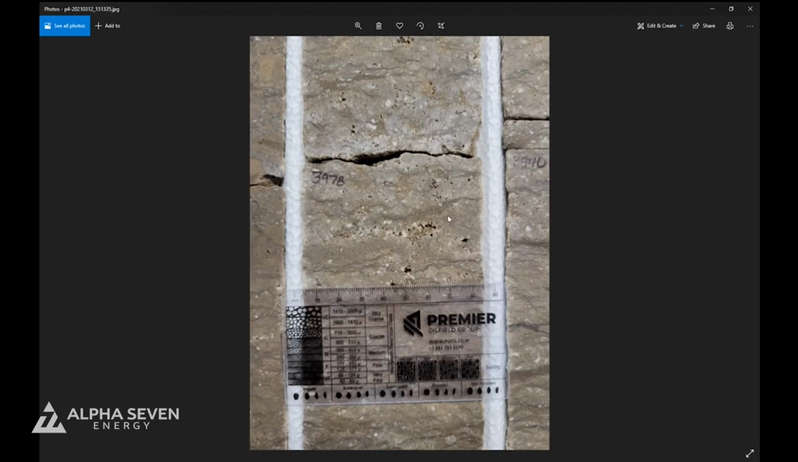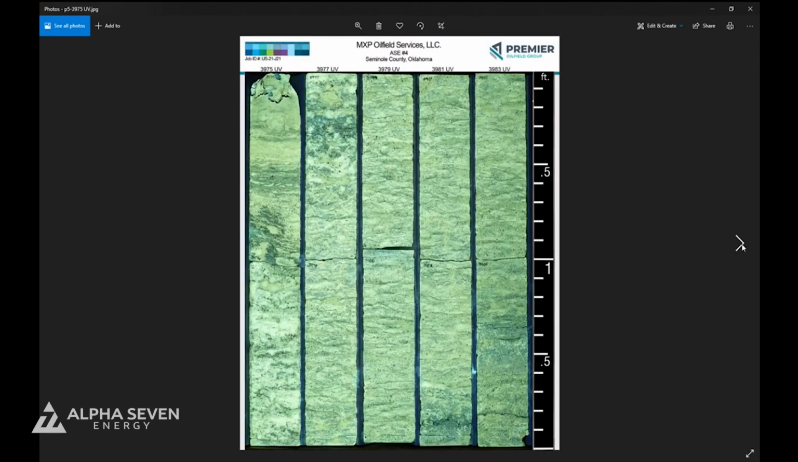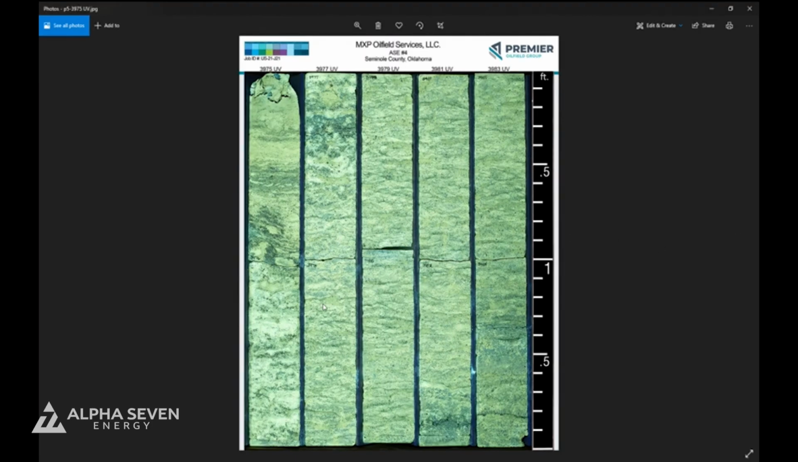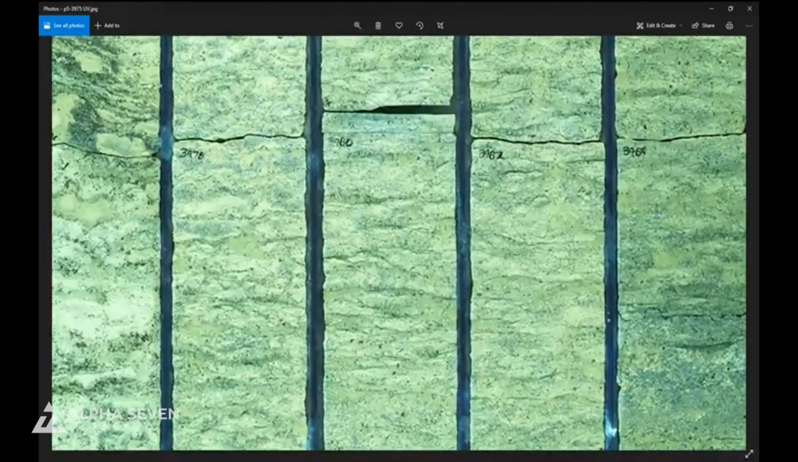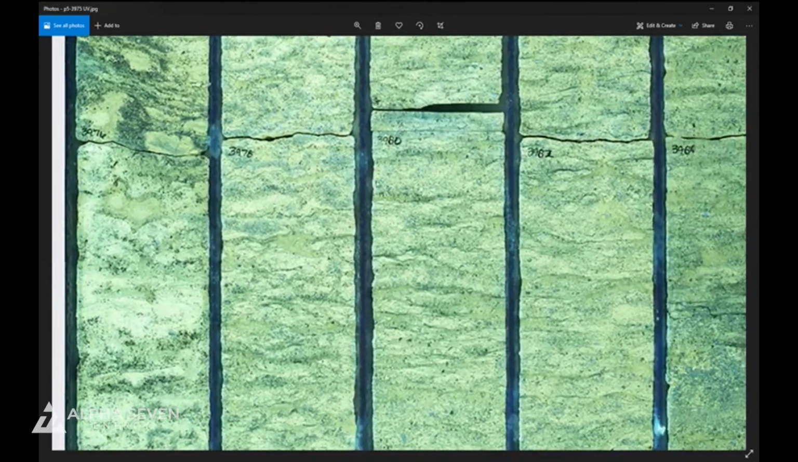If we look at this one, you can see again the size of the vugs. They're 2 and 3 millimeters in size. This is the depth of this particular slab, 3,978 feet. Now, the next slide will show you that same slab right here. There it is there, 3978.